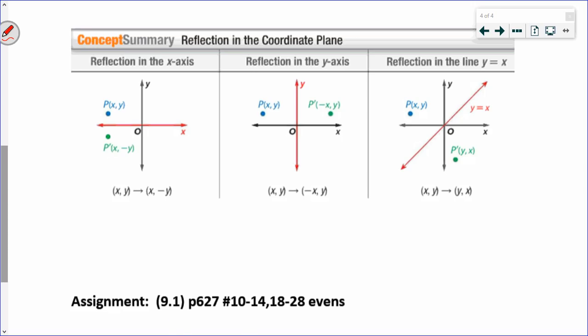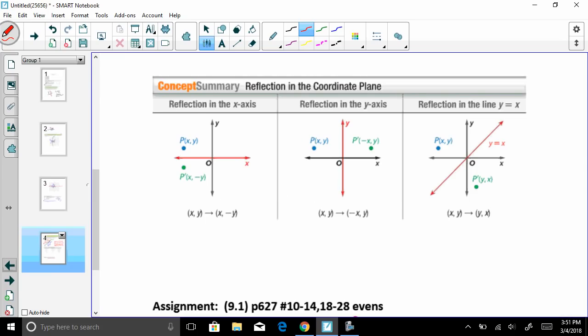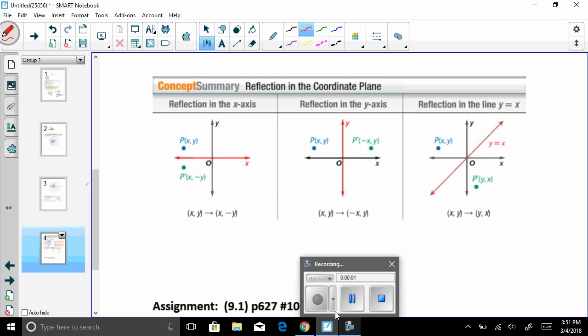So your assignment here, 10 through 14, 18 through 28, go ahead and do the evens. Give them a shot. We'll have an opportunity to talk about this on Tuesday morning as well, but you are expected to give your homework a good shot here.